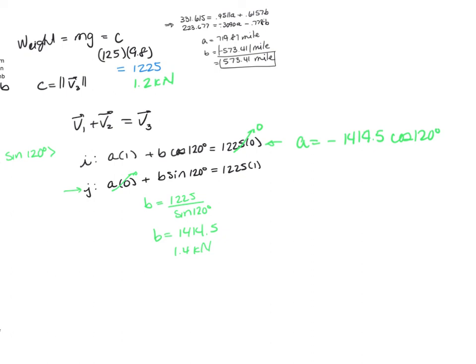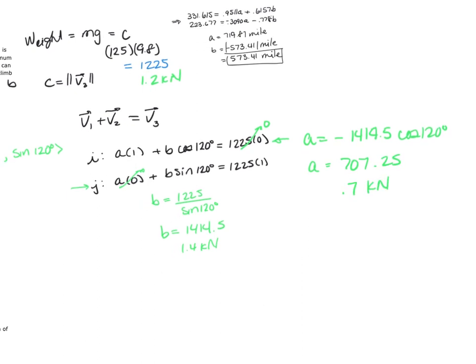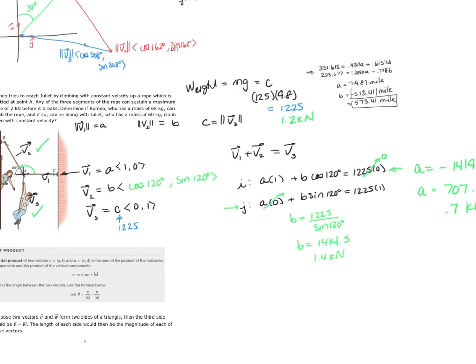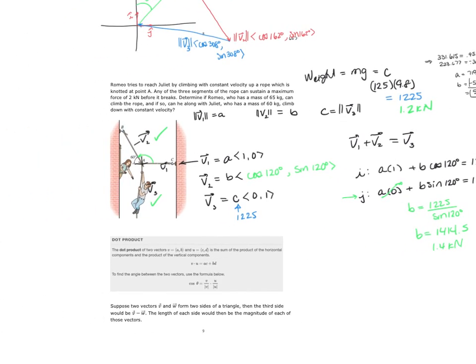14.5 cosine 120. What you're not seeing when I'm groaning over here is the fact that I am hitting stuff on my calculator that is just not good. So A is equal to, this ends up becoming a negative number, so negative makes it positive, 707.25, which is 0.7 kilonewtons. So Romeo and Juliet on that rope are perfectly fine, perfectly safe, and they're not going to crash to their death. Instead, they're going to drink poison. Well, we know how all that ends.